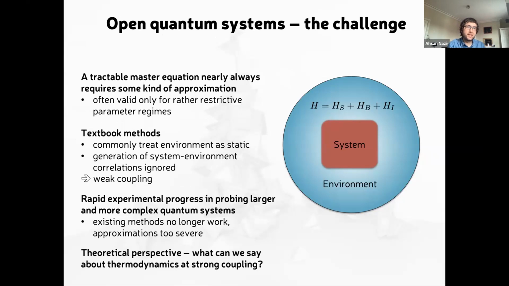But as I've mentioned, tractable master equations nearly always require some kind of approximation unless the model itself is very simple. So they're often valid only for quite restrictive parameter regimes. So the textbook Born-Markov methods, for example, will treat the environment as remaining in thermal equilibrium at all times. And the explicit generation of system-environment correlations is usually ignored, at least as far as the system's concerned, in the description, which is valid at weak coupling between the system and the environment.